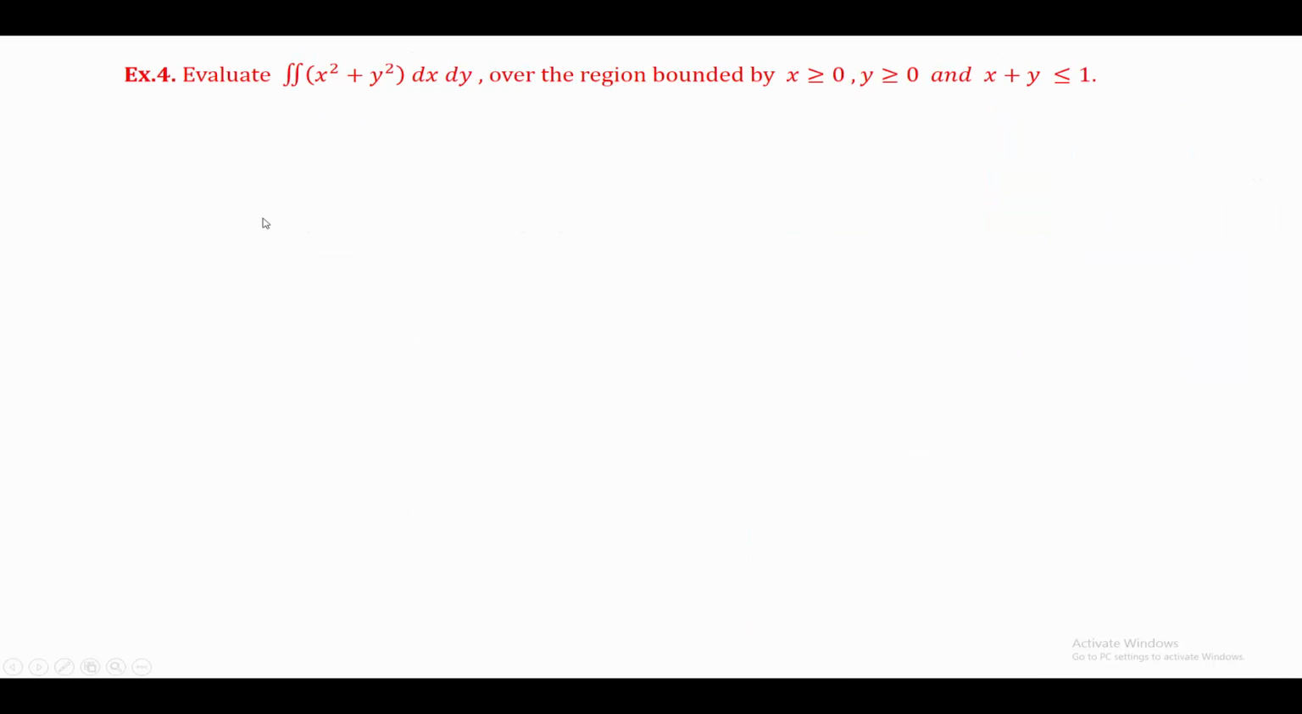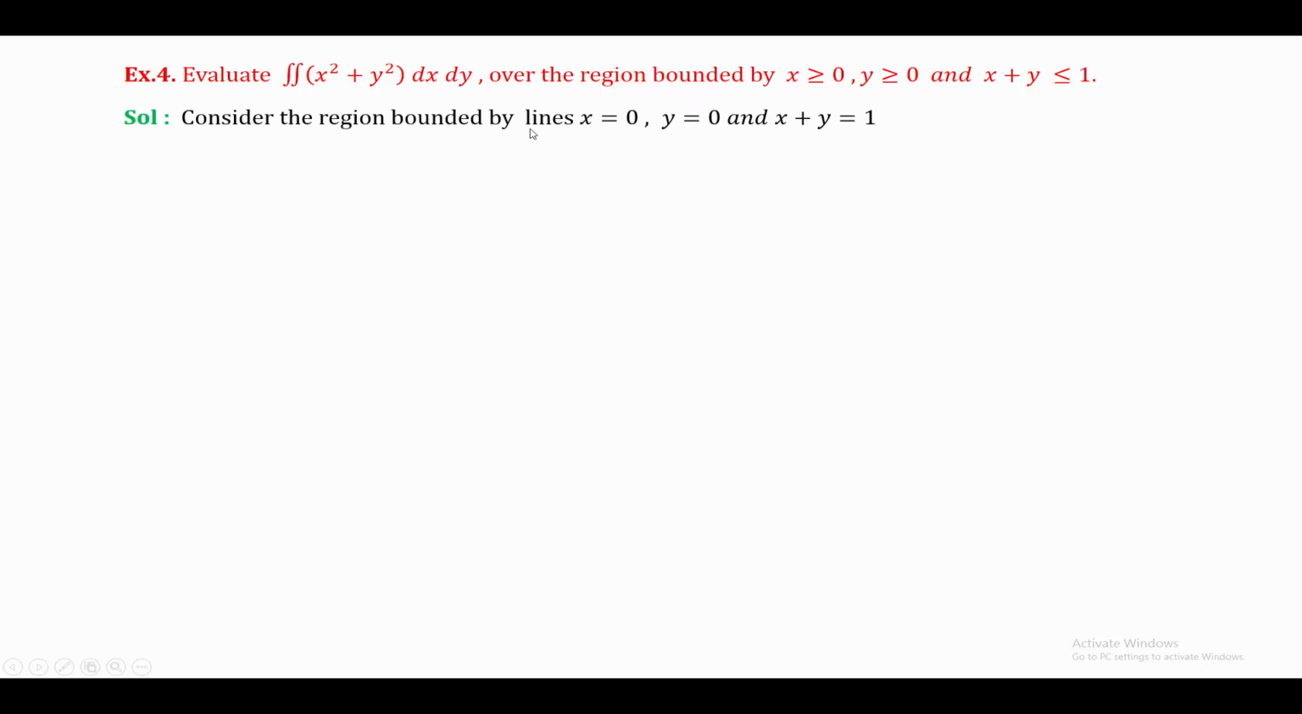Next, example number 4. Evaluate the double integration of x square plus y square dx dy over the region bounded by x greater than or equal to 0, y greater than or equal to 0, and x plus y less than or equal to 1. So evaluate this integration over this region. By using this region, first find out the limits of this integration.